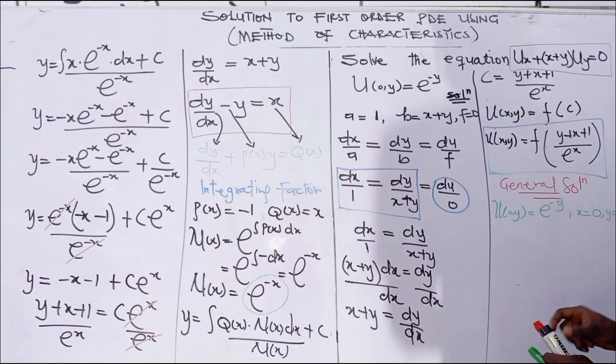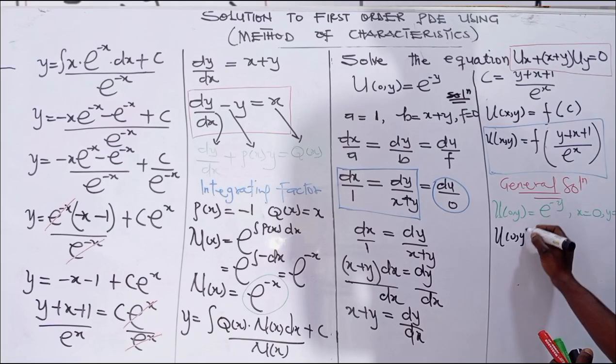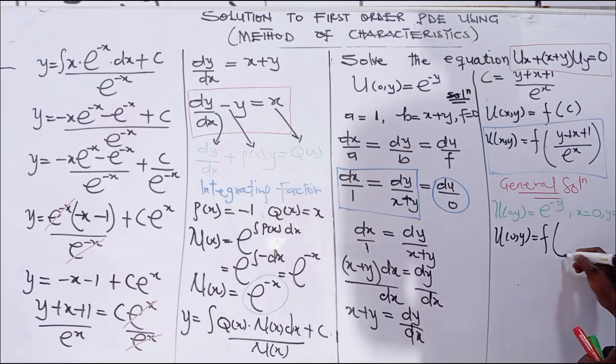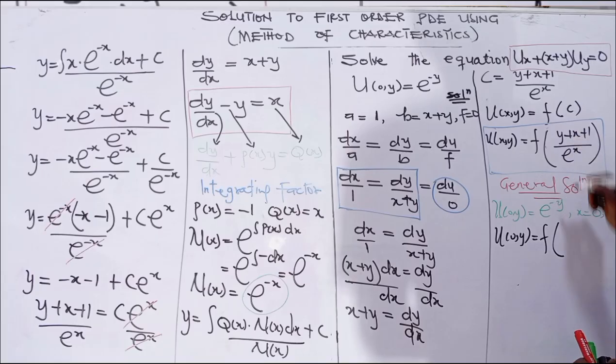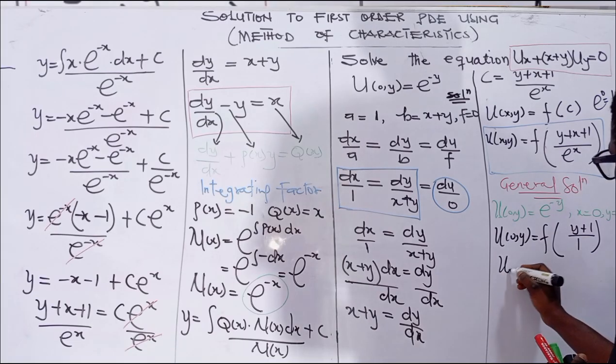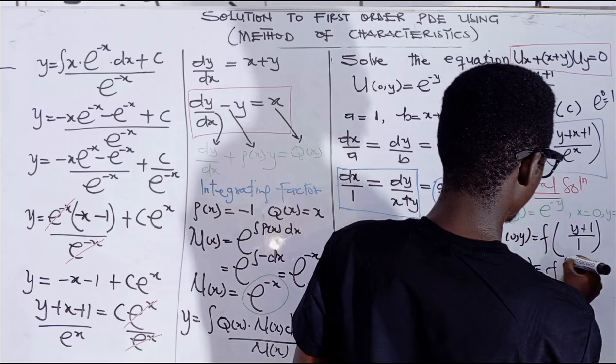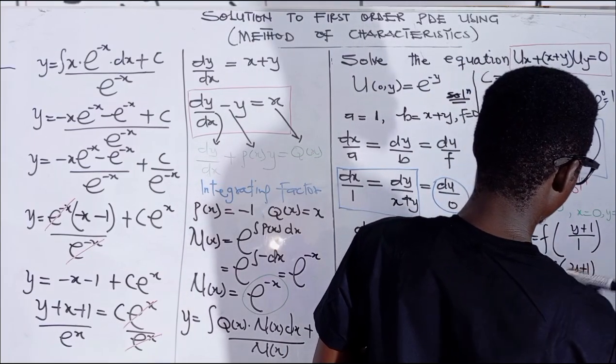So when we do that, x is 0, so we have u of 0, y is equal to a function of, when we plug in x here, y plus 1, because this is going to be 0. And when we plug in 0 here, we have e exponent 0, which gives us 1. So we have all over 1, and y plus 1 over 1 is the same as y plus 1. So u of 0, y is equal to a function of y plus 1.